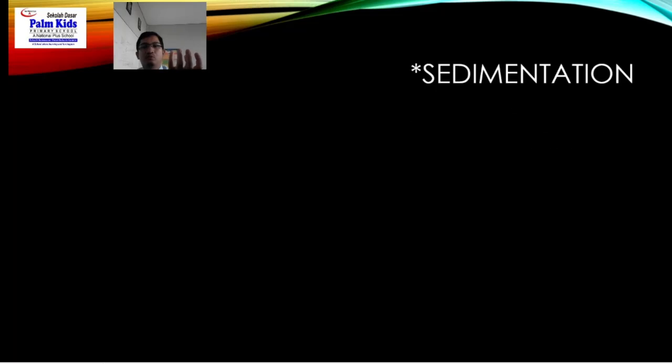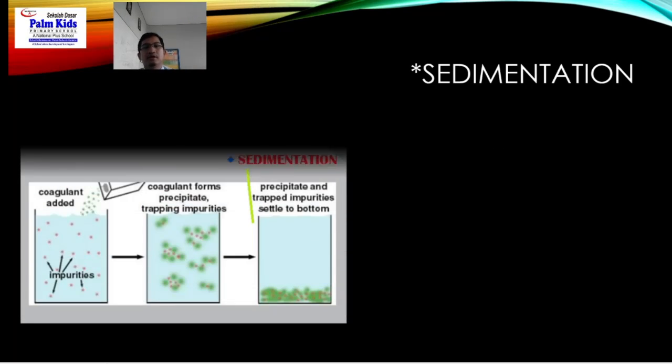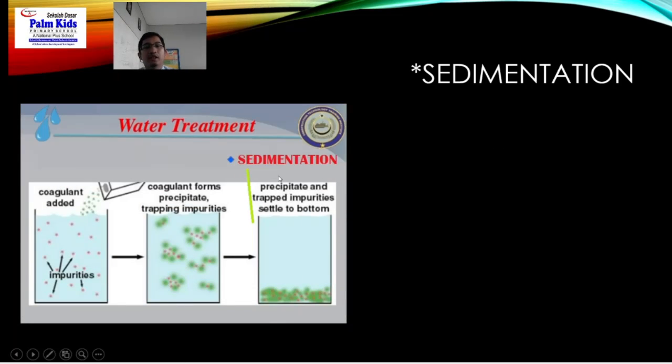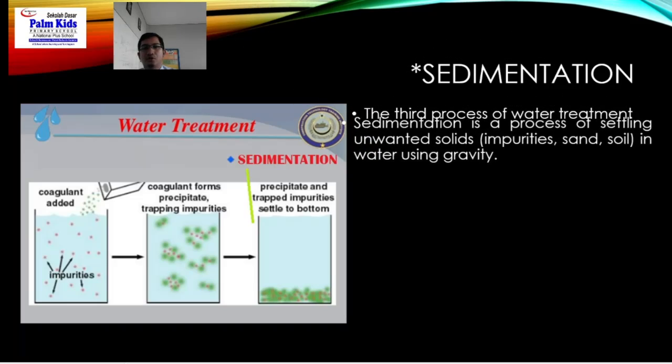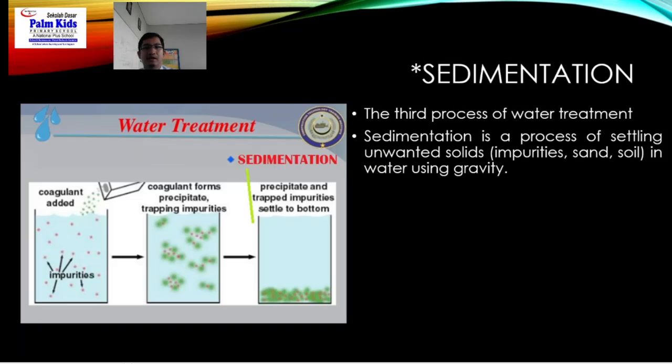And in the third process, after those flocs are made, the water will be put in sedimentation. Sedimentation is where you let the water stand still or stay for several minutes or even hours. So the floc, or the impurities, the unwanted solids like the sand and the soil, will go to the bottom of the tank.